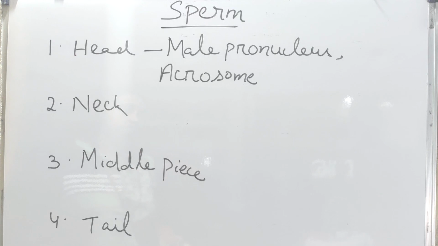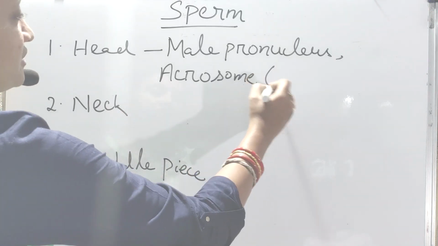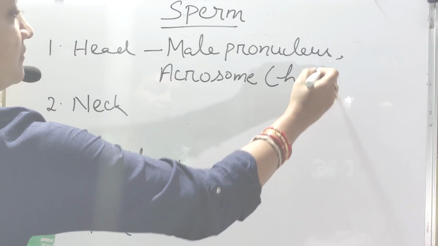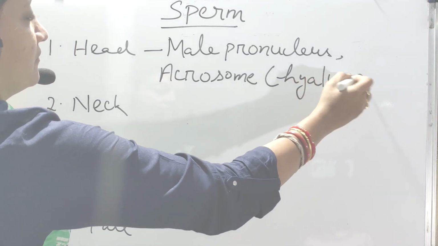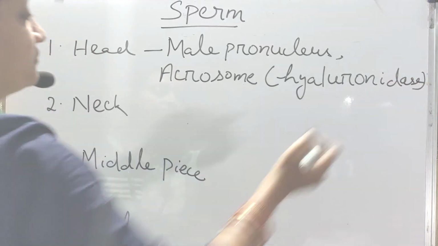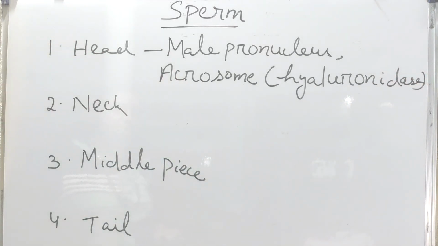an acrosome is present at the tip of the head of the sperm, and this acrosome secretes an enzyme that is required at the time of fertilization. The name of the enzyme is hyaluronidase.